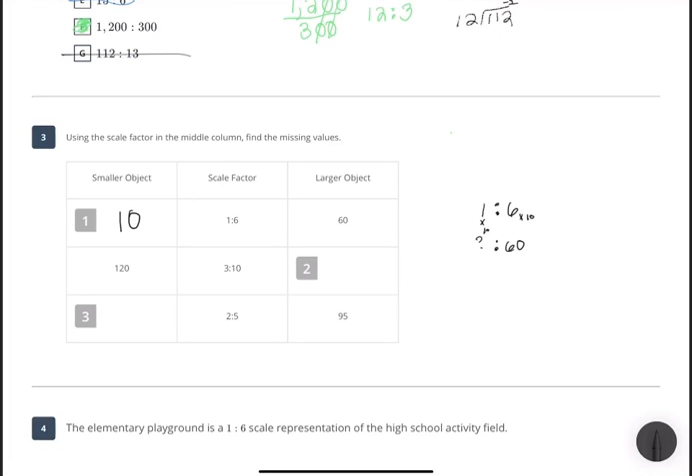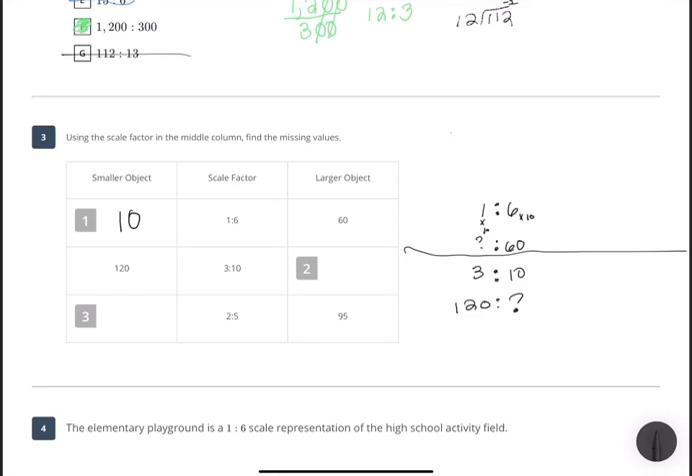Now let's look at the second missing blank, which is number 2. And let me draw a line, okay? So now it's saying that the scale factor is from 3 to 10. The smaller object is 120. But what's the larger object? So I want to do the same format. I want to do 3 to 10, and 120 to question mark.